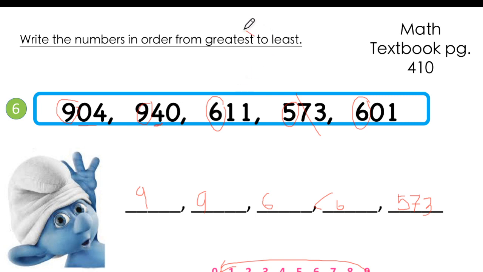Which one is greatest? Greatest means bigger. 0 or 4? Which one is greater? 0 or 4? 4 is greater. So this number will be the first one. Write it down.